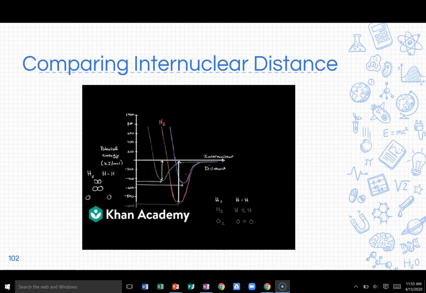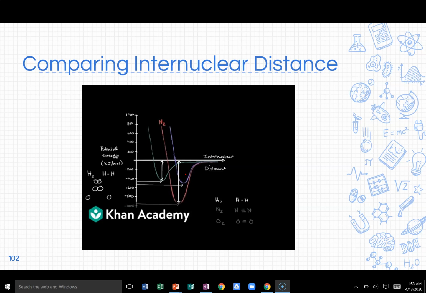Okay, so I thought that was a really great video just to show how we can compare different molecules and their internuclear distance, which would be their bond length, as well as their bond energy. And I do think that being able to do that comparison is going to be important, and it actually comes up in your homework tonight.